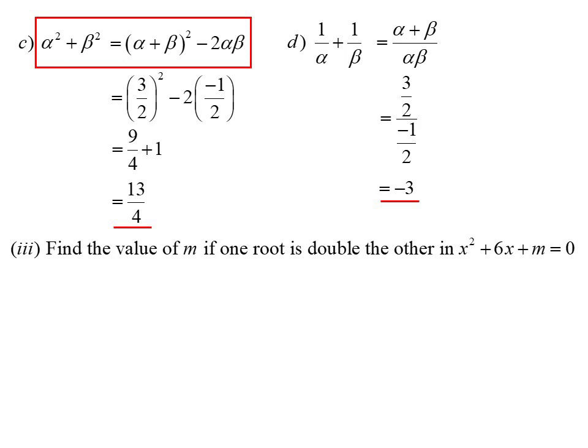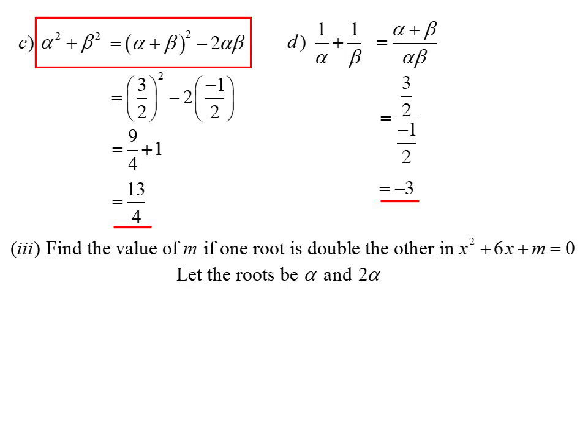Another sort of one. They tell us some relationship between the roots, and we have to find one of the coefficients, that sort of thing. So in this one, we're told one of the roots is double the other one. What would m be? So the constant number. So instead of the roots being alpha and beta, because one's double the other, I'll say, well, one's alpha, the other one must be 2 alpha.